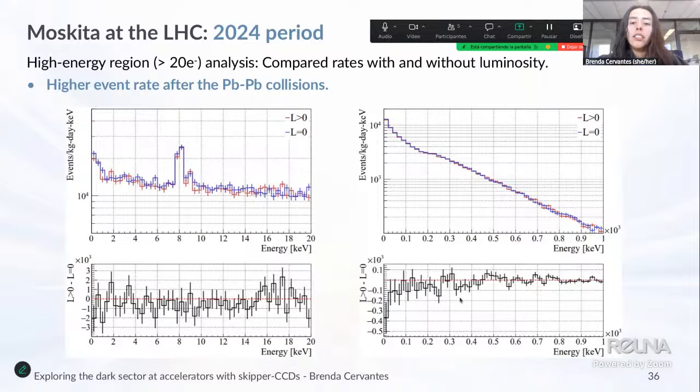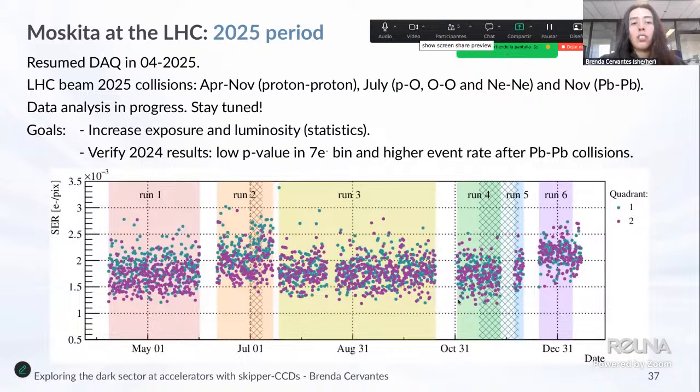We reported this in this arXiv paper that actually has been already accepted for PRD, but we are still trying to understand why we see a higher event rate after the lead-lead collisions. So that's the 2025 data.